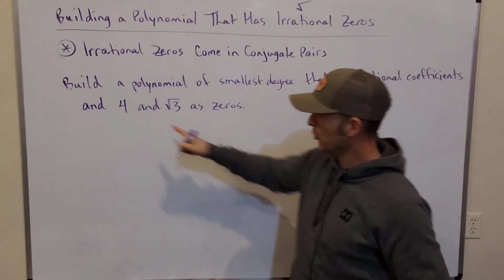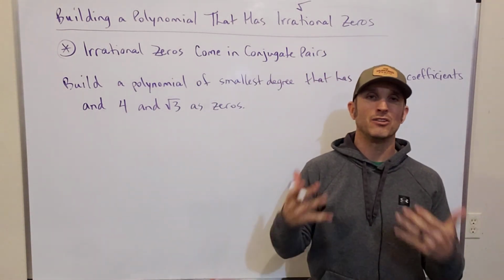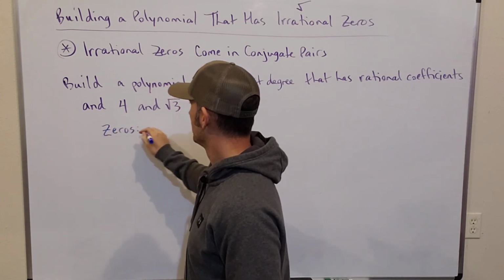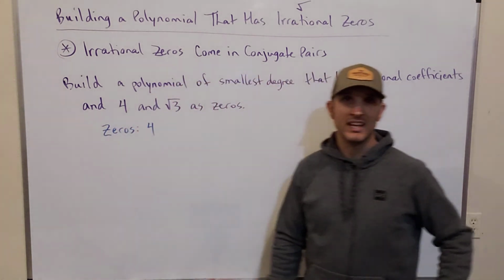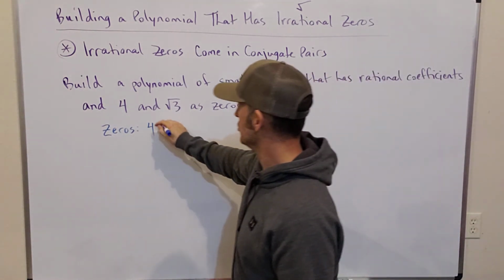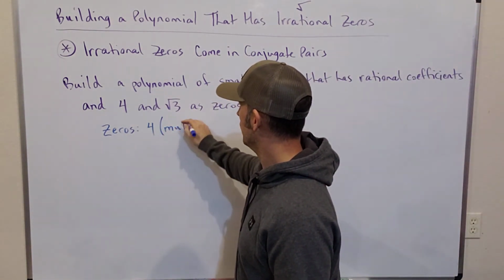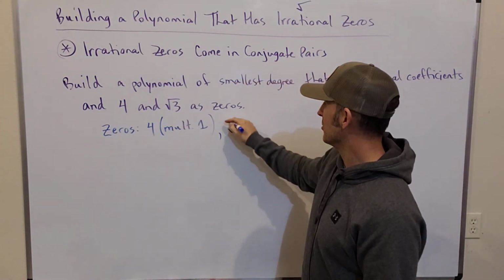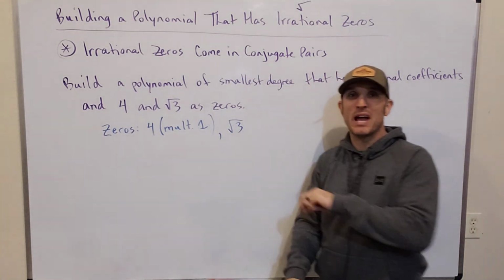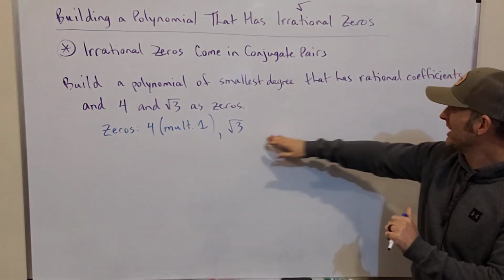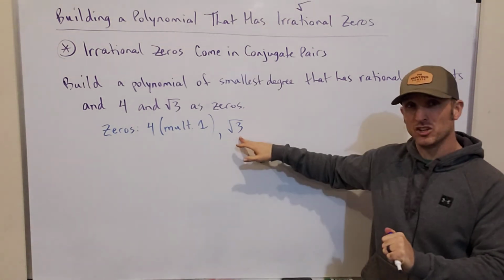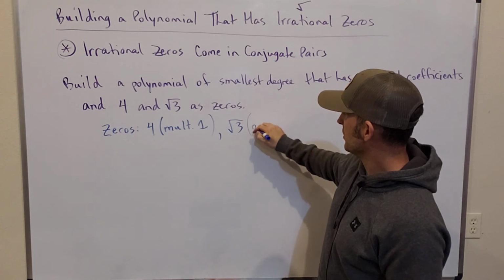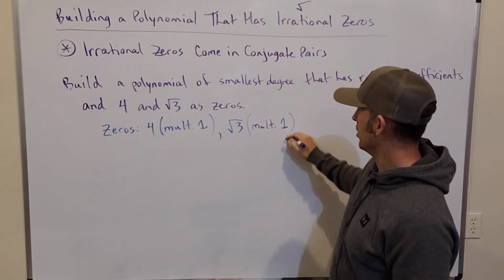So 4 is already a rational number. I don't need to do anything with him. So I'm gonna list my zeros more formally now. 4 has to be a 0. And if I want the smallest degree, I'm going to assume that 4 has a multiplicity of 1 to keep the degree small. The square root of 3 is a 0. Now that is an irrational 0. To ensure that I get rational coefficients, I've got to build in the conjugate of this. We'll look at that in a moment. But to keep the degree small, I'm going to assume this guy also has multiplicity 1.